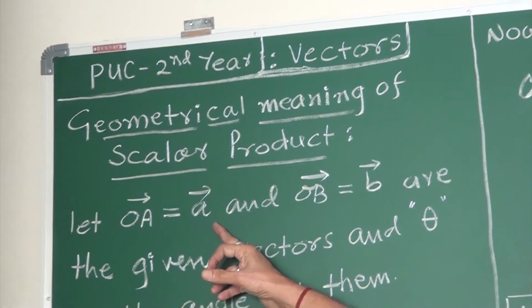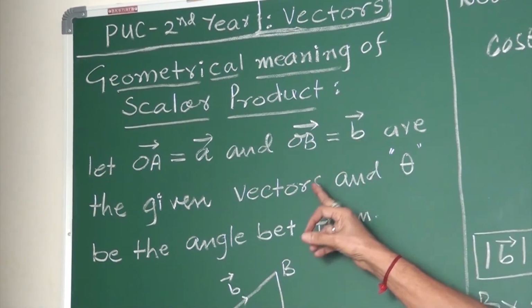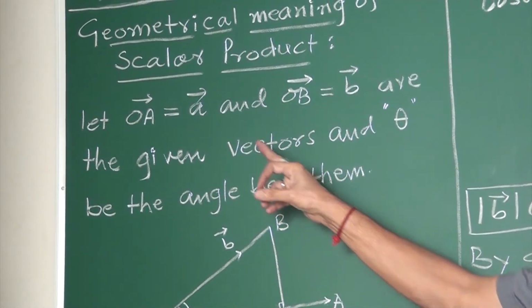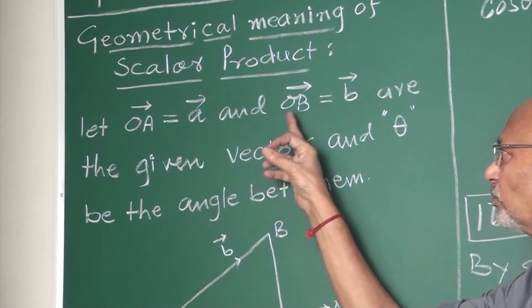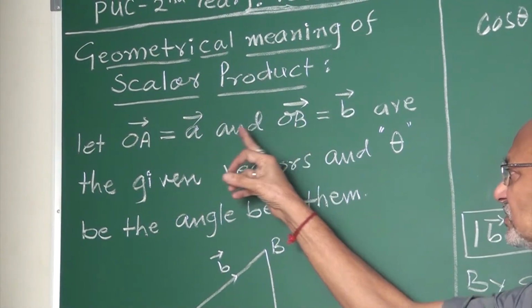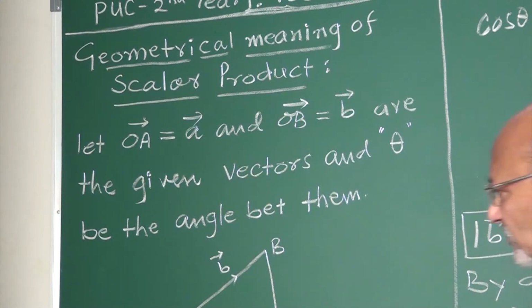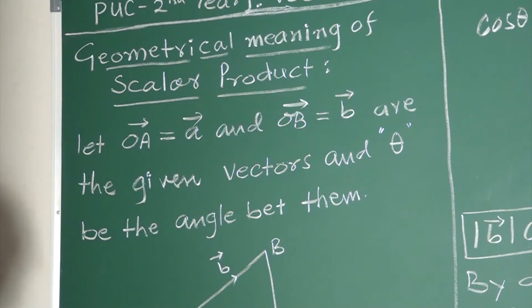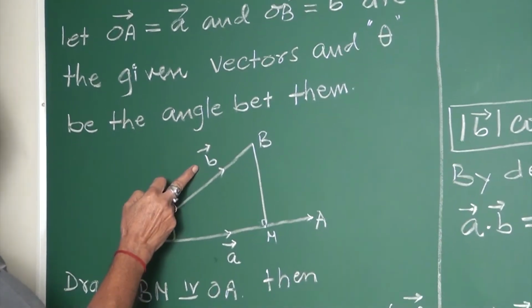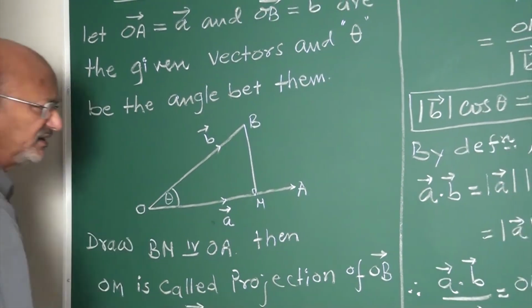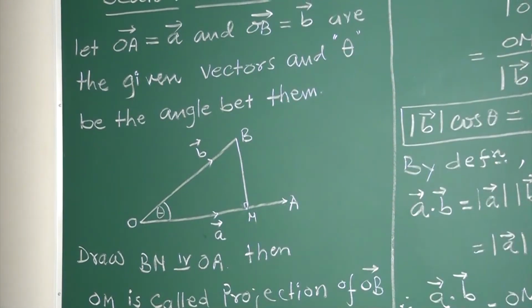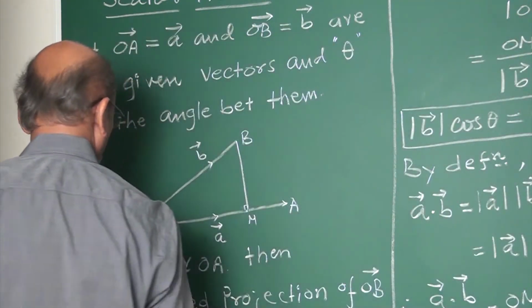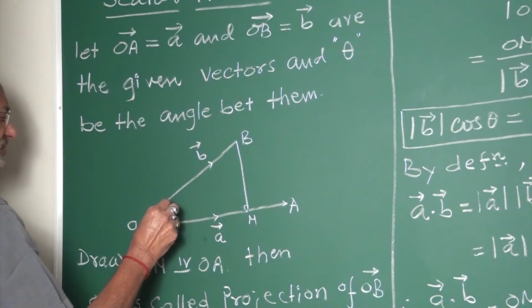Let vector OA equal A and vector OB equal B be the given vectors, and theta is the angle between them. Angle between them means the angle between the vectors OA and OB. These are co-initial vectors A and B. See, my friends, this is the figure. Theta is the angle between the vectors A and B. The direction is from A to B.